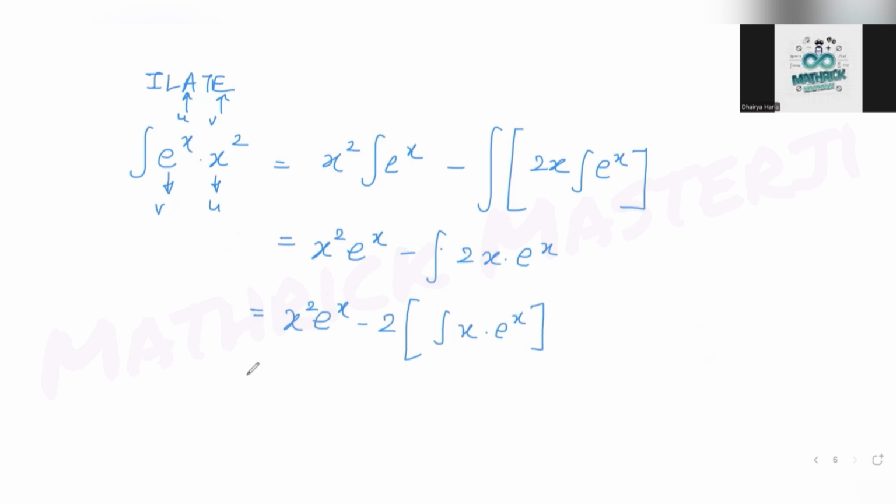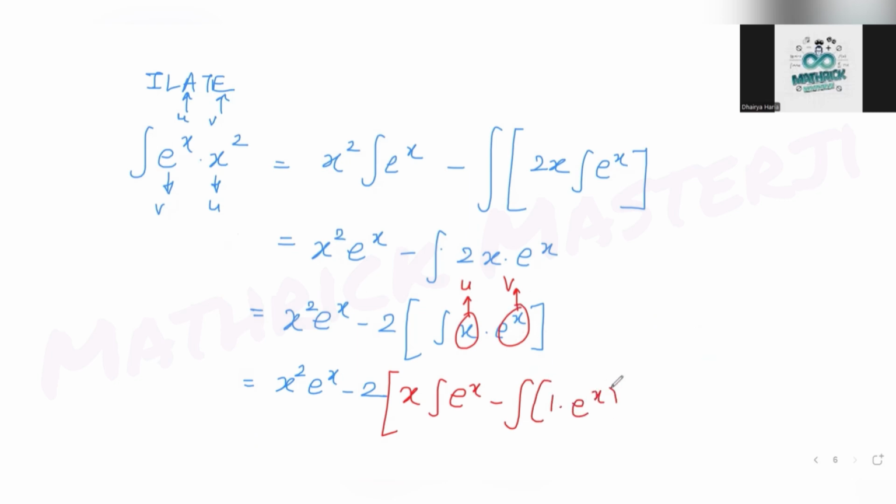So what I get from here is, again, use the product rule: x square e raised to x minus 2. Now from here, this is u, again this is v. So what do I get? U integral v, so x integral e raised to x, minus big integral derivative of x, which is 1, and integral of e raised to x, which is e raised to x. So what I get from here, let's see.